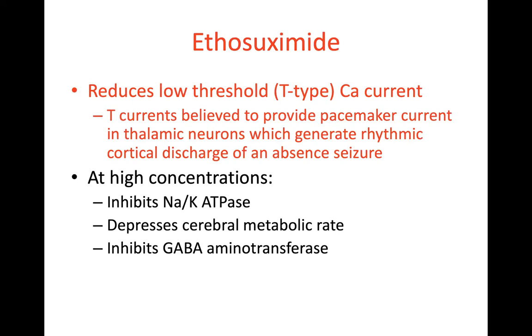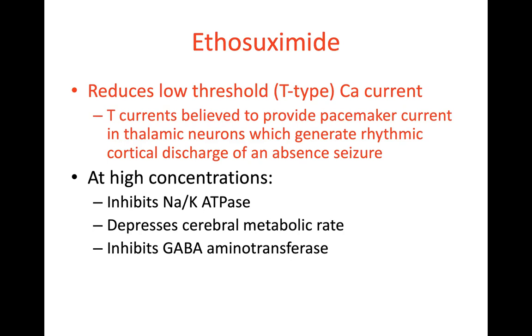Ethosuximide basically is acting on calcium currents. There are these T-type currents, which are believed to set up a pacemaker cell in the thalamic neurons. A pacemaker cell is a cell that's automatically discharging. So what we think happens in a generalized seizure is that these pacemakers start generating a rhythmic cortical discharge. This is what occurs in an absence seizure. And so by reducing these calcium currents, that would shut this pacemaker down.